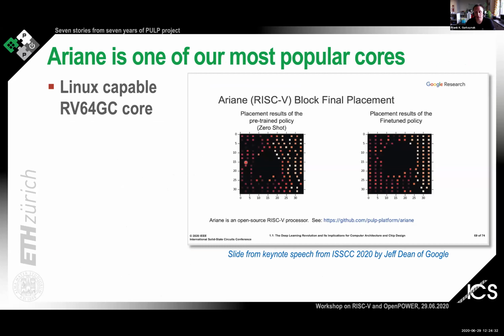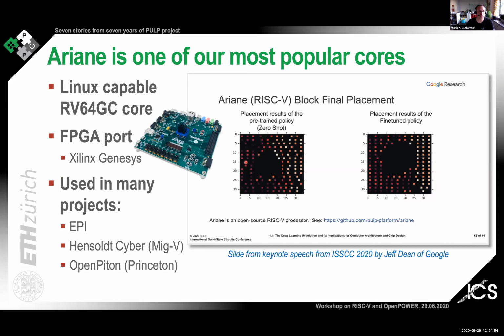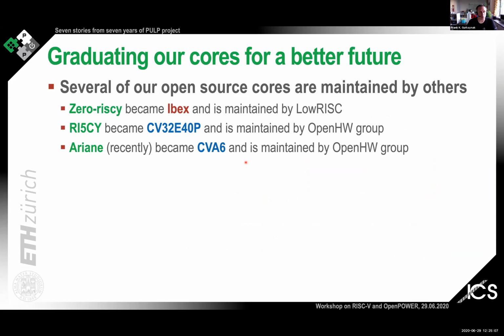So Ariane is one of our most popular cores. This slide is from the keynote speech at ISSCC 2020. They're talking about their strategy of doing machine learning based automatic placement and routing. And the example they use is Ariane. So we have nothing to do with it. You see that they just ended up using it, because it's a larger block that they can freely use. We also have FPGA ports, and it is being used in many projects, EPI. We just learned that Hensoldt Cyber released a product out of it called MIG-V. And in the afternoon, Jonathan is going to talk about OpenPiton.